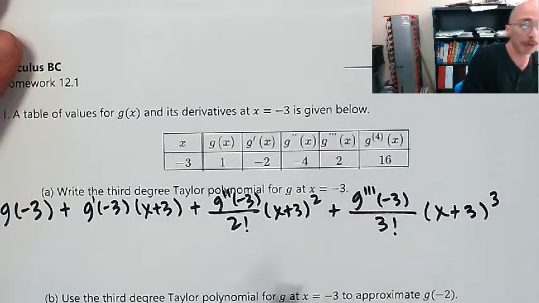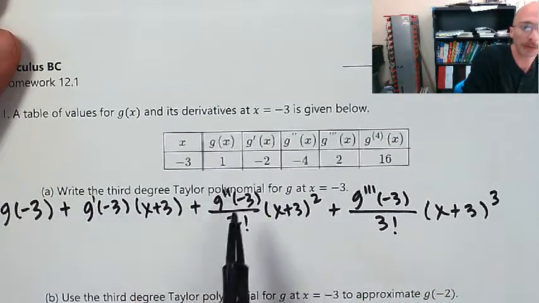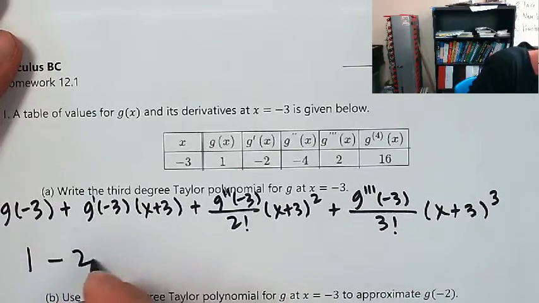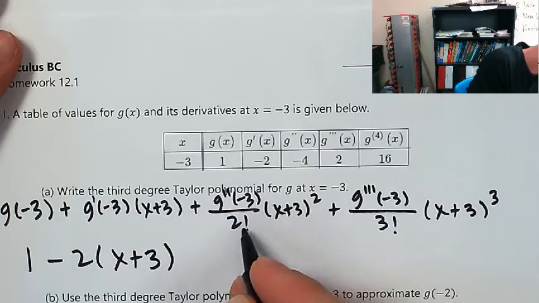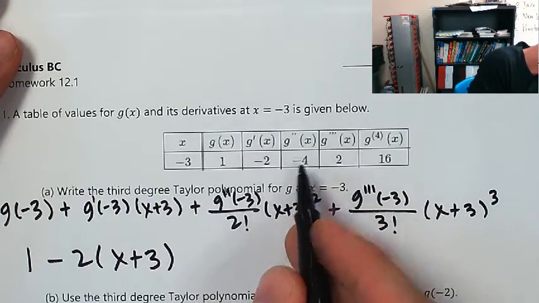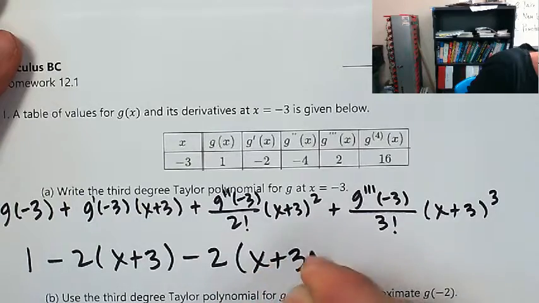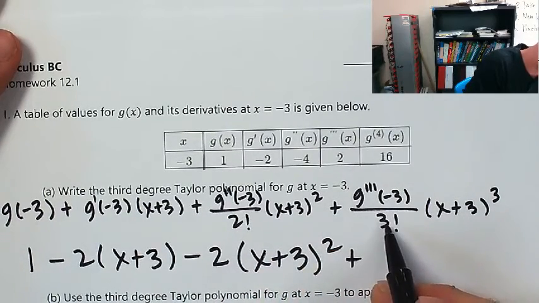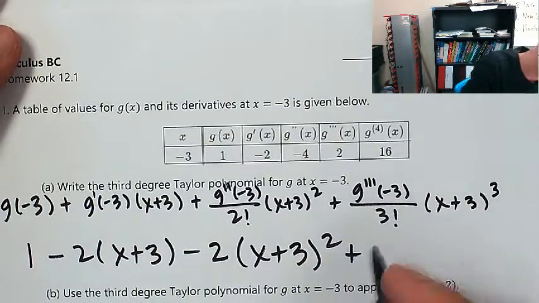Okay, and then I'm just going to take these numbers from the table and plug them in here and there and there and there. Okay, so that's going to be 1 minus 2 times x plus 3, plus g double prime divided by 2 factorial, so that's -4 divided by 2 is -2 times x plus 3 to the second power. And then 3 factorial is 6, so if I took the third derivative, that's 2, and divided by 6, that would be 1/3.